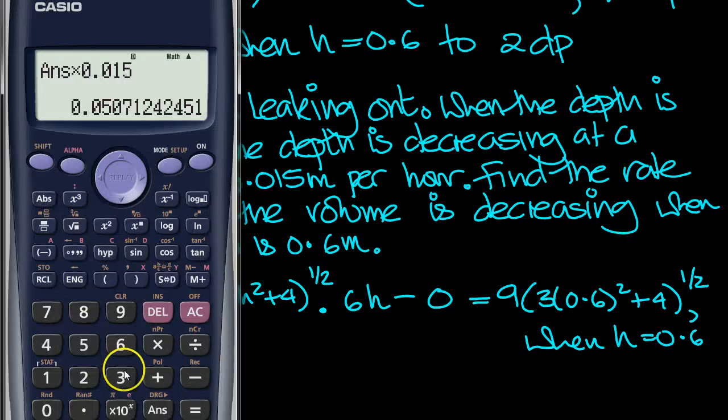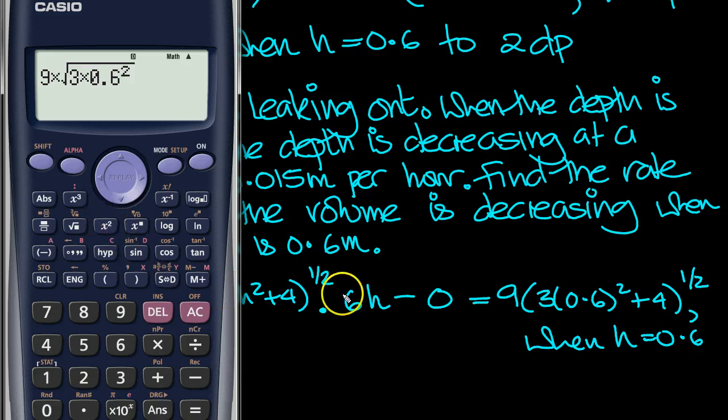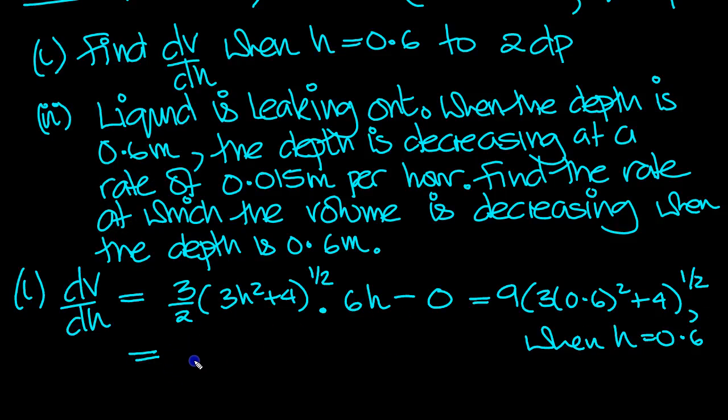So let's just type it in the calculator, 9 times the square root of this stuff here, isn't it? 3 times 0.6 squared plus 4, equals. So it's 9 times the square root of 3 times 0.6 squared plus 4, 20.284. So it's 20.28, and that's the 2 decimal places.